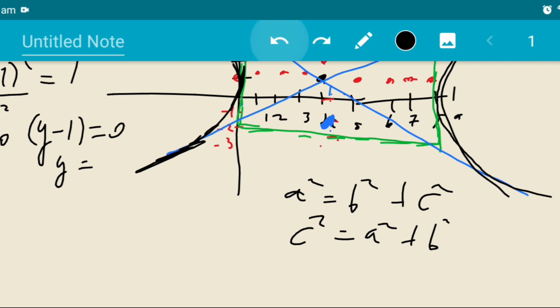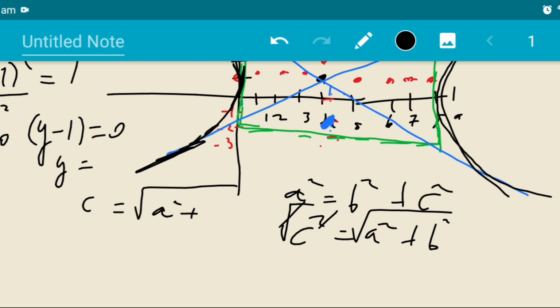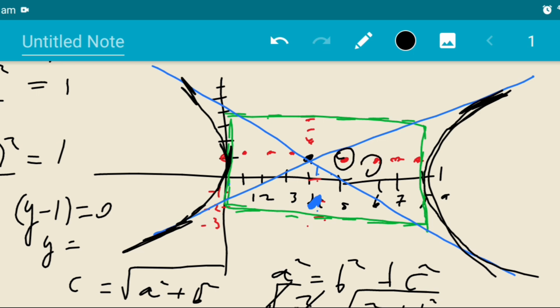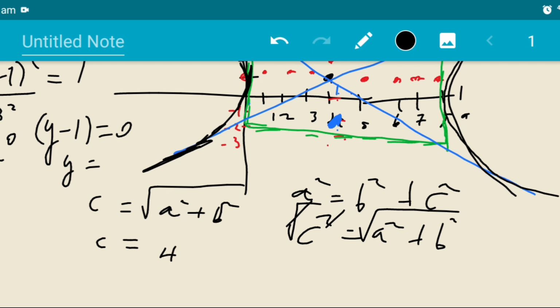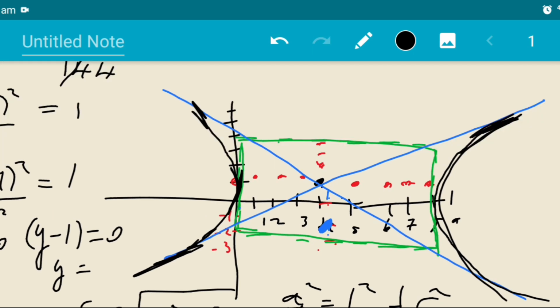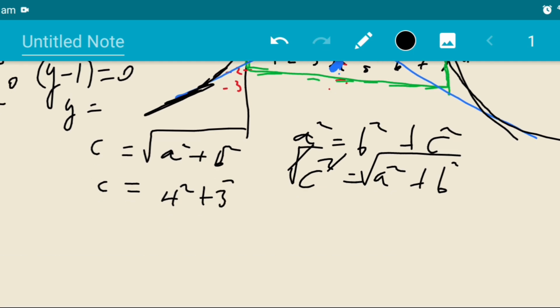So let me solve it from this side. c squared should be equal to, actually, c is equal to, when we take the square root of both sides, this will cancel out, the root of a squared plus b squared. In this case, what is our a? How many units did we move to the right? 1, 2, 3, 4. So a is our 4. So this is 4 squared plus, what is our b? How many units did we move up? That's 1, 2, 3. So we had to move 3 units up. So that's 3 squared.